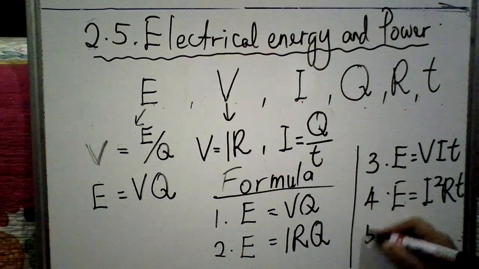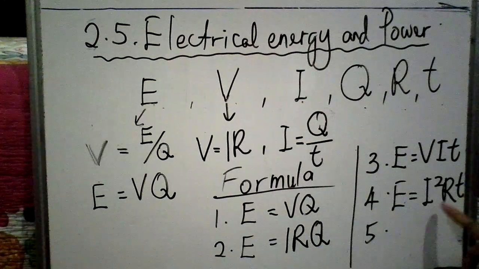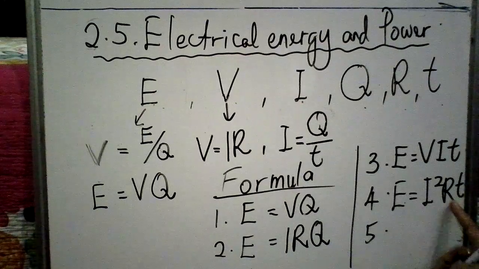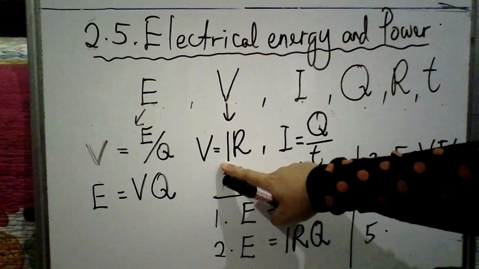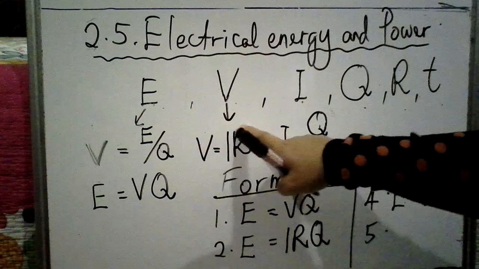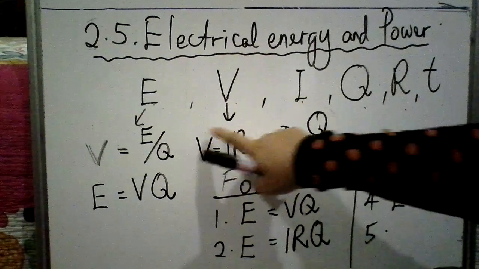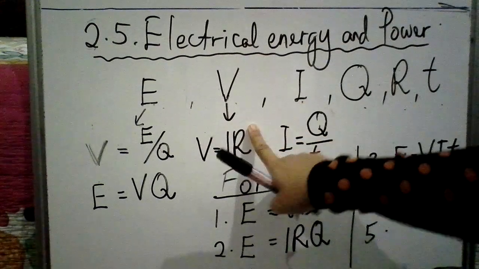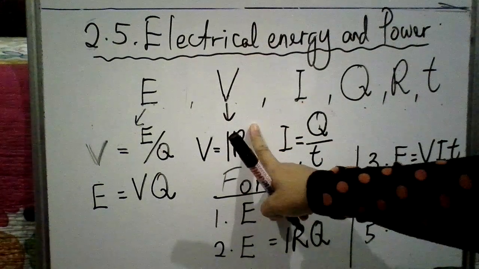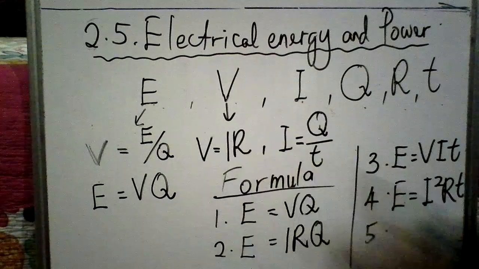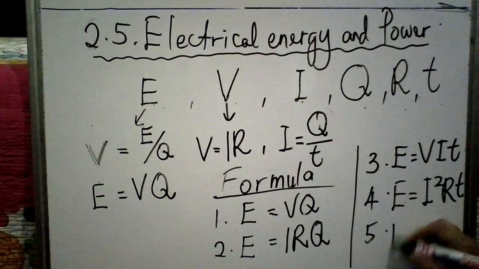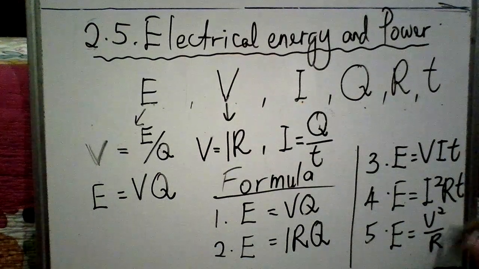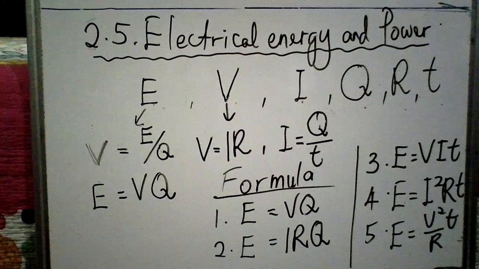And then for this factor I square R, we use the second formula, V equals IR. Square both sides of the formula, so you will get V square equals I square R square. Or we can say I square R is equivalent to V square over R. So E equals V square over R times T.